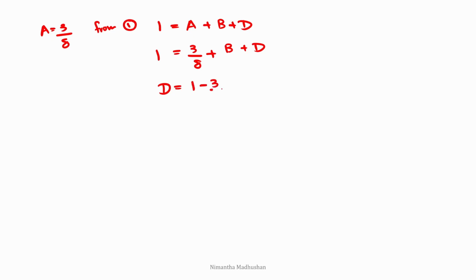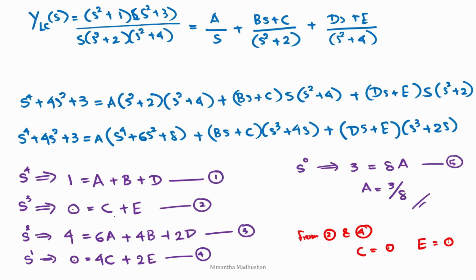1 minus 3 over 8 minus b is the value of d. We can simplify it: 5 over 8 minus b is the value of d. I name it as the star equation. Then we can apply this value of d to the third equation.